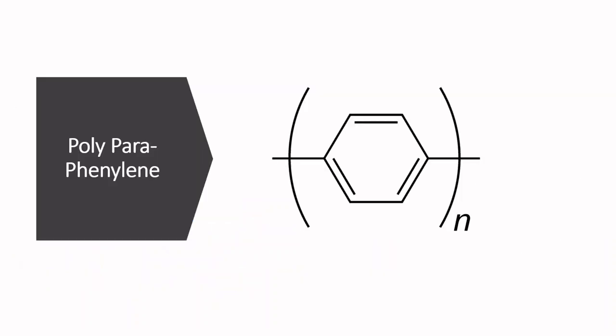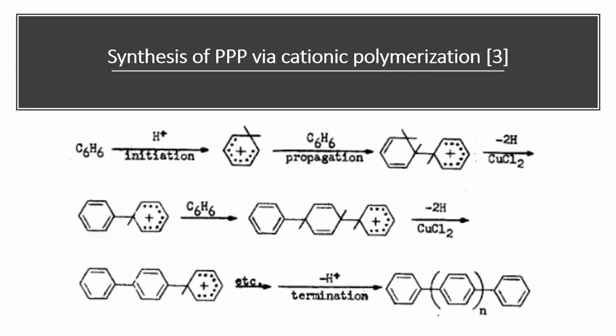However, the main polymer I'm going to be looking at for the rest of the presentation is polyphenylene, or PPP, and its derivatives. Before we get into the real meat of the polymer, let's quickly look at how it's synthesized. Firstly, the benzene ring gains a proton. This is called the initiation step, and the benzene ring is turned into a cation.